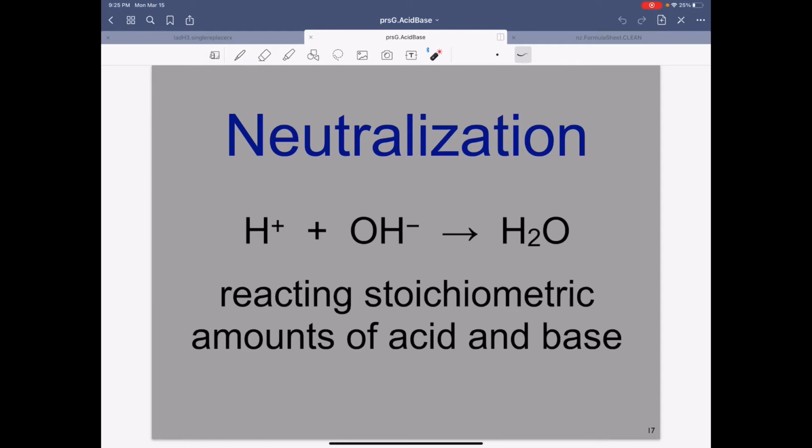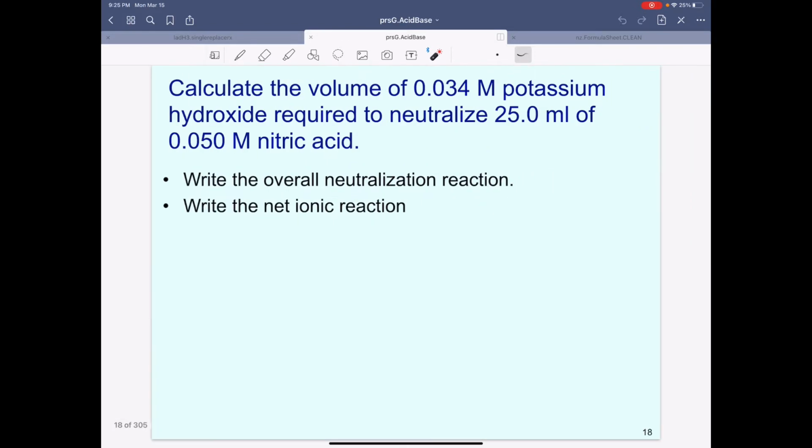Okay, let's review acid-base neutralization, reacting stoichiometric quantities of acid and base. So this question asks us to react potassium hydroxide with nitric acid. And first we want to be able to write both a neutralization reaction, the overall equation, and then a net ionic equation as well.